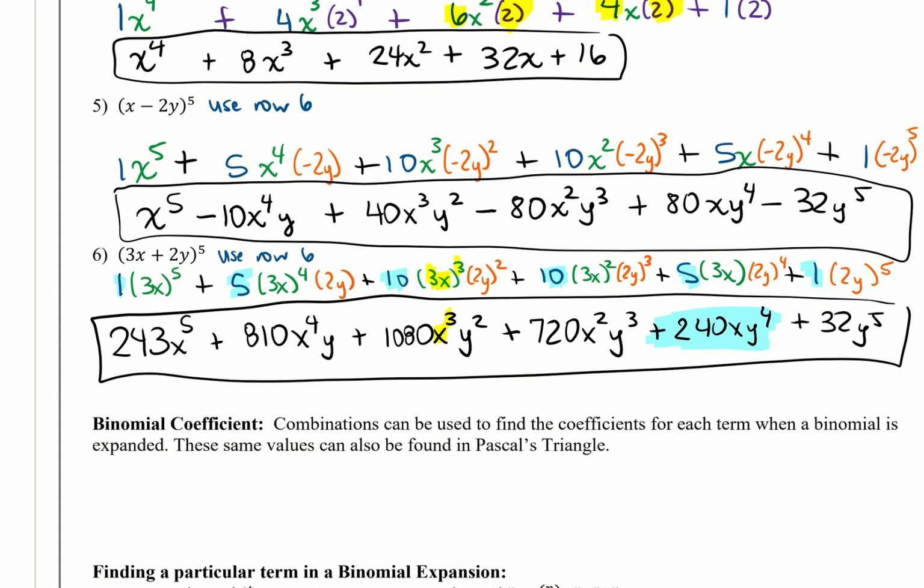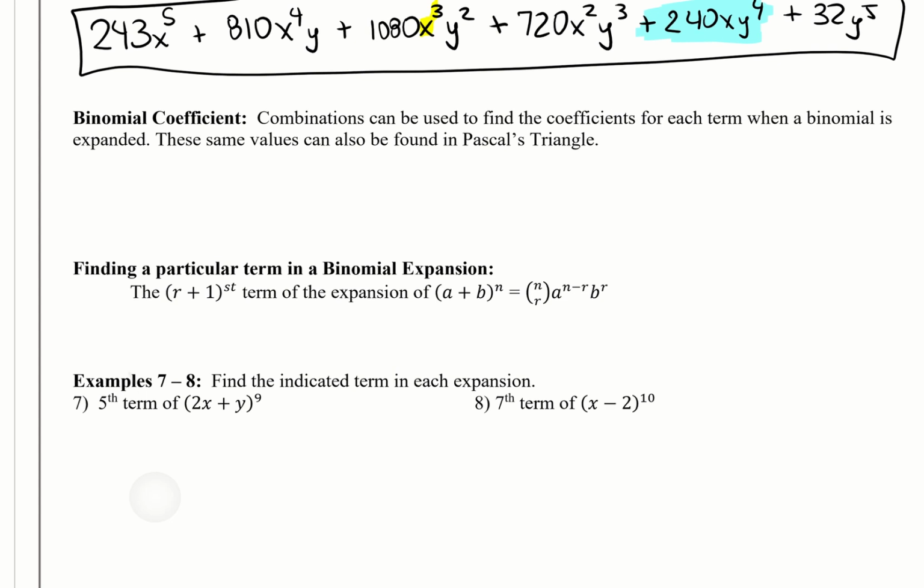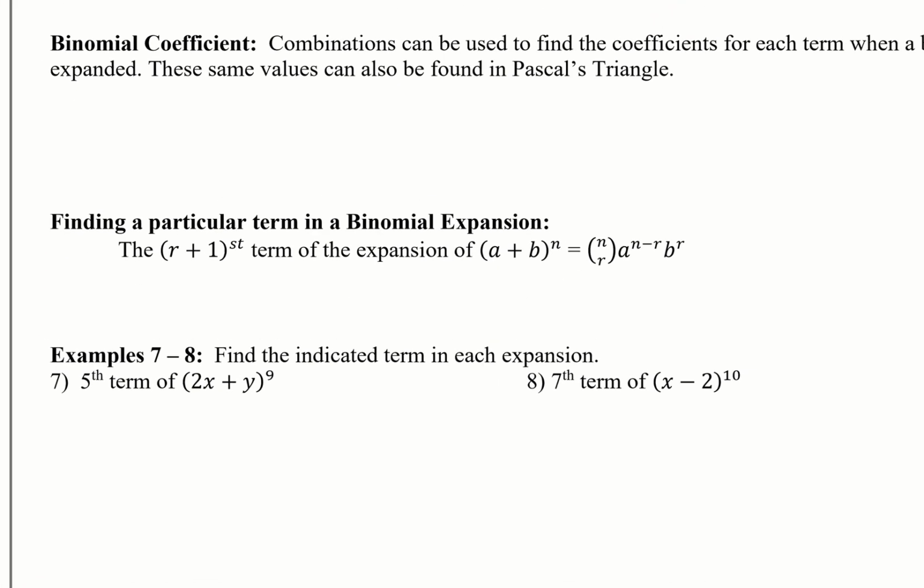Or maybe you're at a row like row 27 and you don't want to expand out that triangle all the way to that many rows. So here's a formula that you can use. If you want to use this formula, you do need to memorize it. If you want to find the r plus 1 term of the expansion of a plus b to the power of n, here's how you would do it. You would do a combination on your calculator where n would be the power. So that first number would be the power that you're taking the whole expansion to.